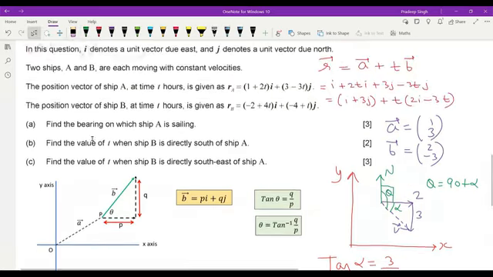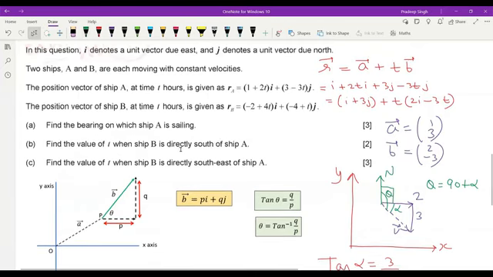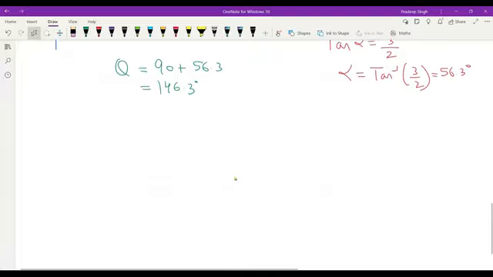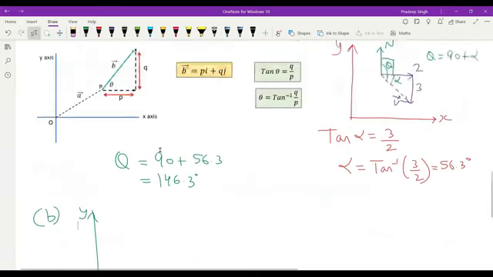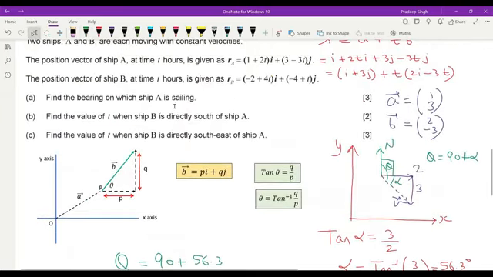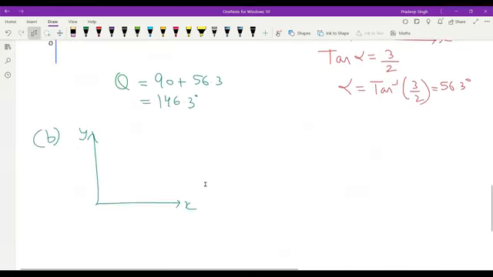In part B, we have to find the value of time when ship B is directly south of ship A. Let us draw the same coordinate system to understand. So for part B, if we draw the x and y axis, according to this part, we have ship B directly south of ship A. So let's draw that figure. Let's say ship A is somewhere over here, and according to part B, ship B is directly south of it. So we go a little down. Let's say ship B is over here.